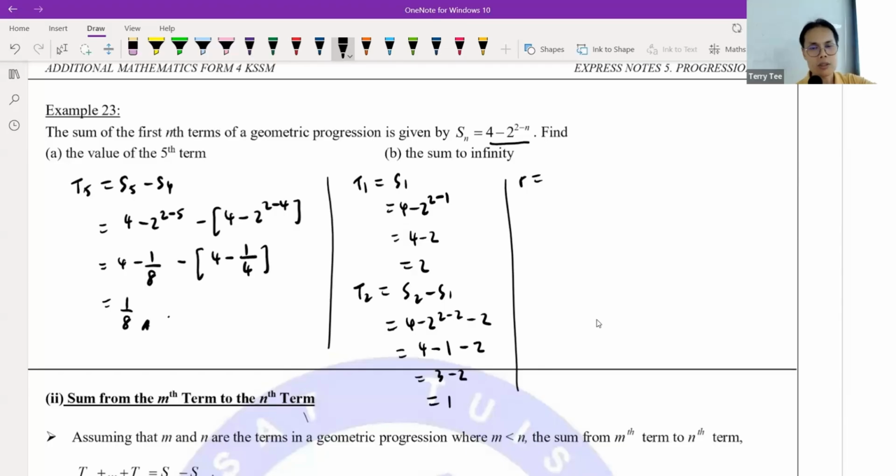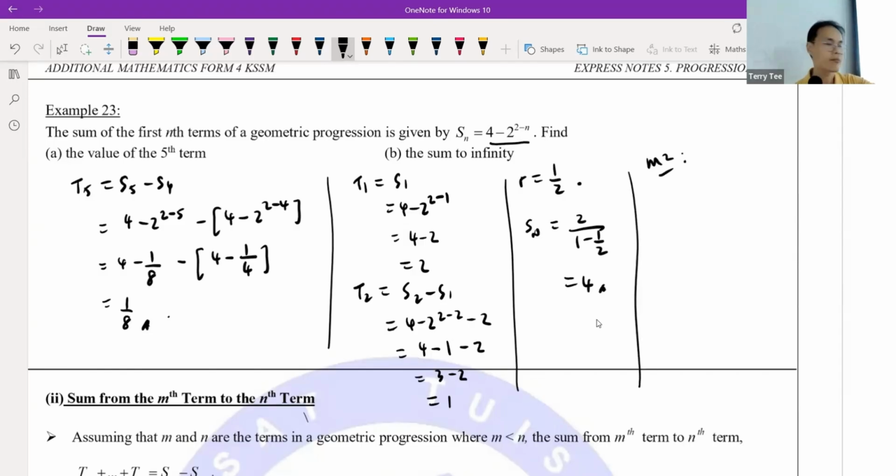So what's your common ratio? Common ratio is T2 divide T1, which is half. So your sum to infinity is A divide 1 minus half. Answer is just 4. Okay, I have a faster way.